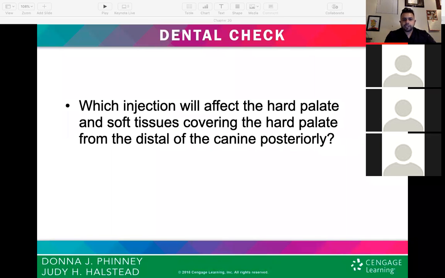All right. Which injection will affect the hard palate and soft tissues covering the hard palate from the distal of the canines and all the teeth posteriorly? Let's see. Any volunteers? I'm going to pick on somebody. Cassandra? Which injection site was this? Was it the one that was in red? Yes. The lingual nerve block?